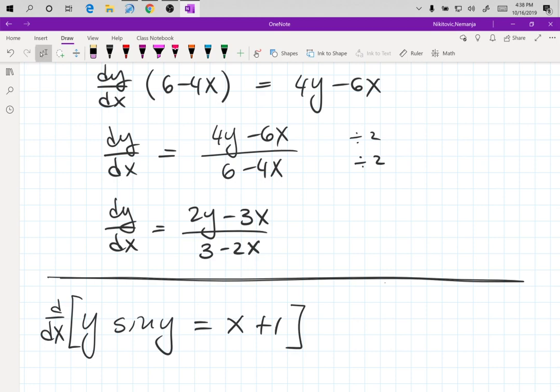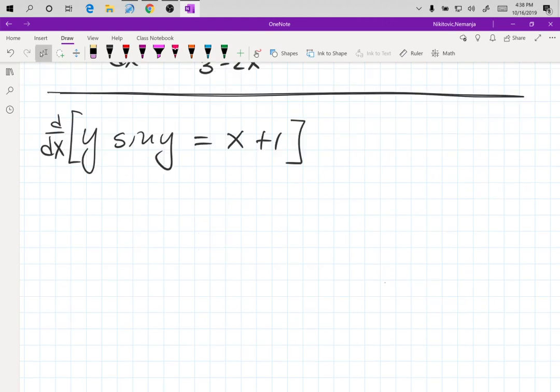What do we have on the left? 1 times cosine y plus sine y times 1. You are missing dy/dx, because when you have a product rule, you copy the first, take the derivative of the second, which is cosine y, and you have to put dy/dx because you took the derivative of y with respect to x.